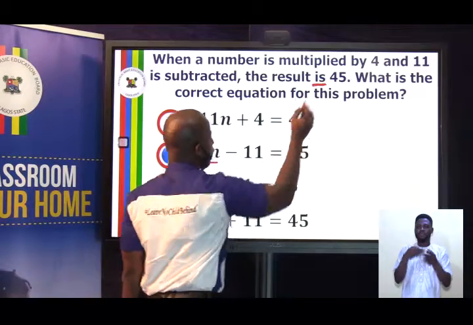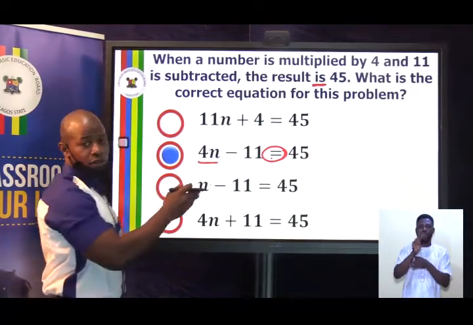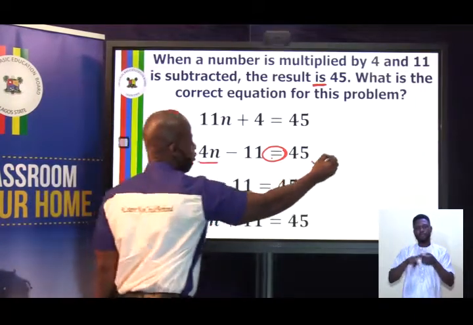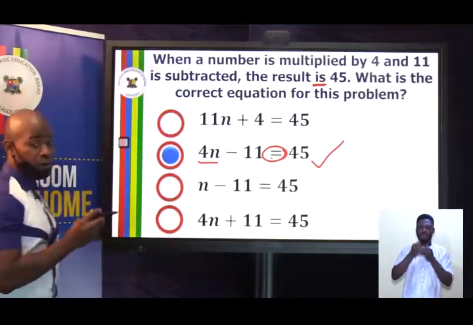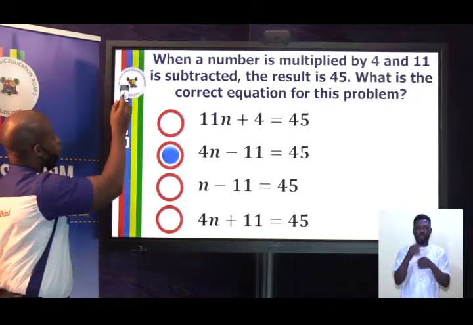Now this is very important. That means it's equal to. So you have 4n, remove 11, you get 45. So this, my friend, is your final answer. I believe that's what you selected as well. Let's take a look at another one of the same type.